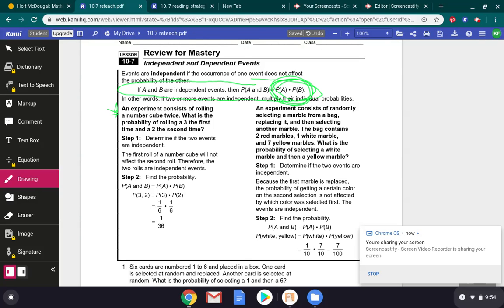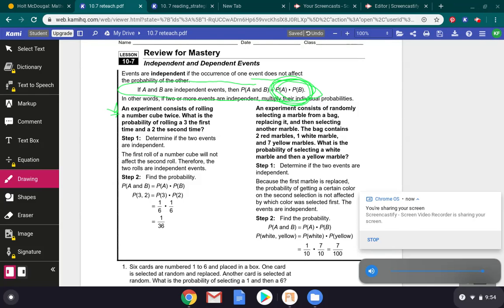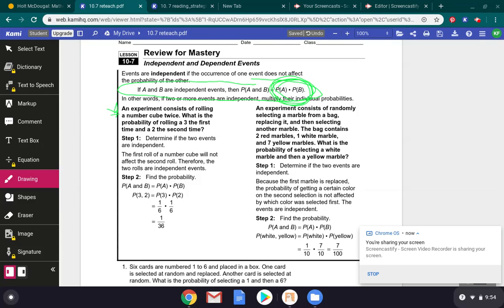All right, so looking at this first one here, it says an experiment consists of rolling a number cube twice. It says here, what is the probability of rolling a 3 the first time? So that's event 1, rolling a 3 the first time, and then rolling a 2 the second time. All right, so we know that these events are independent because when I roll my first one, it's not going to have any effect when I go and roll the second one. All right, so let's find the probability, and this is how we're going to write it. Probability, rolling a 3 first, then rolling a 2.